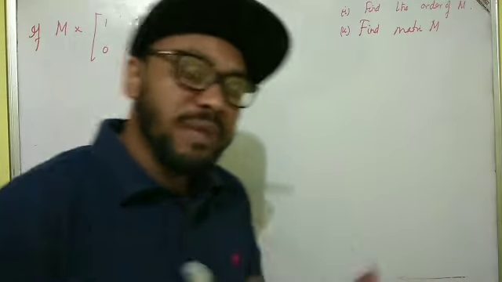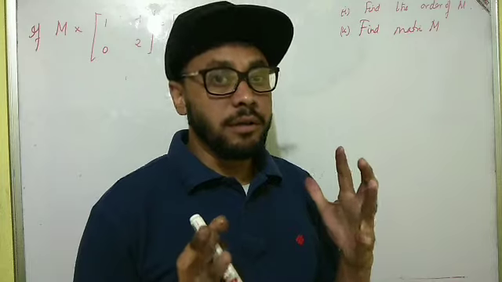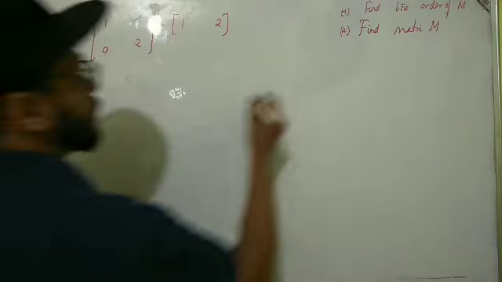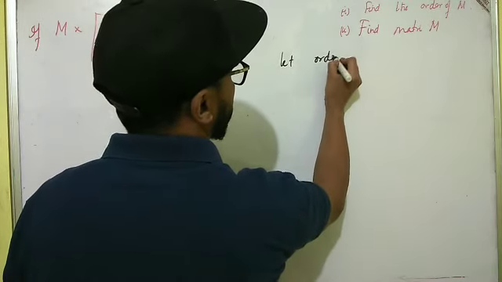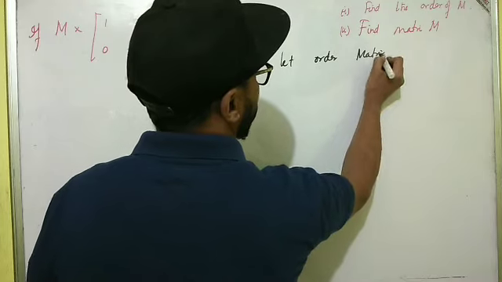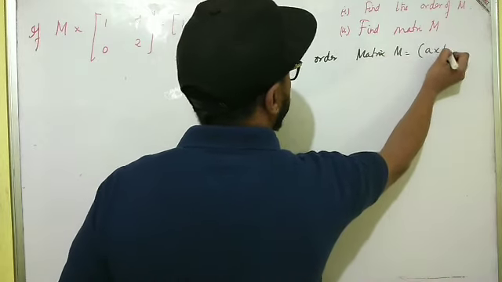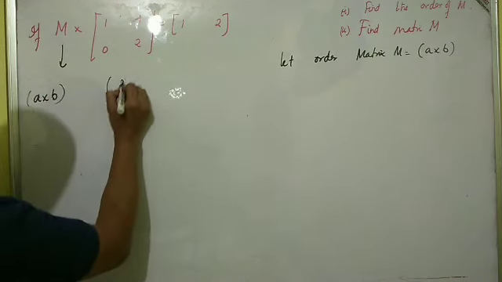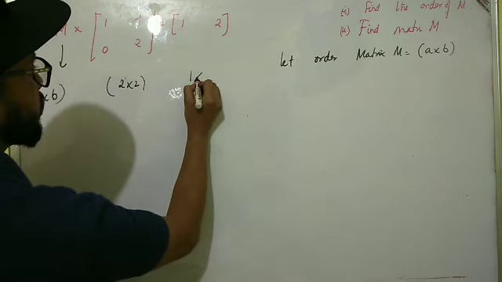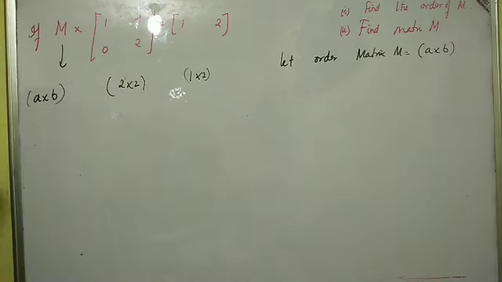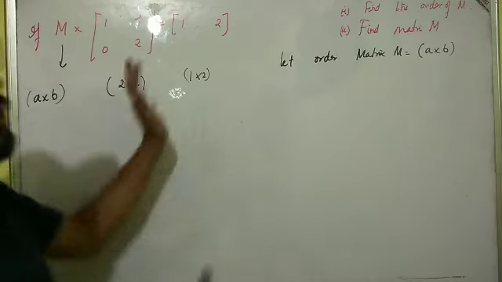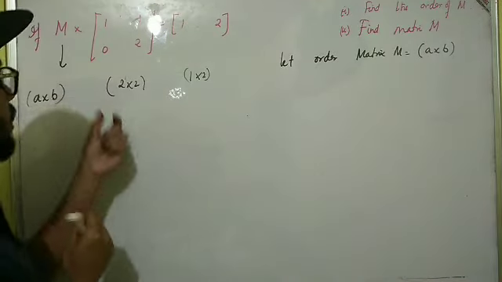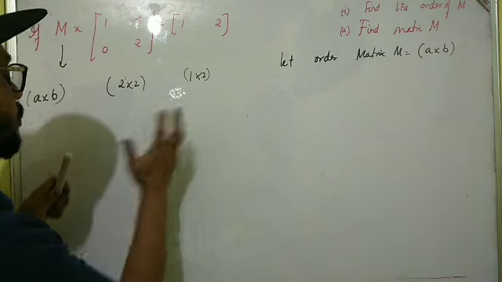So let's take another sum of the same type, in which it will be more clear. If you look at this one, first we are finding the order of the matrix. So let the order of matrix M be A cross B. Now this is your 2 cross 2, then this is your 1 cross 2. Now to find the order of this matrix, we have to write the order of all the matrices given. As in the last example, it depends upon the middle value. So here also we take the middle value.